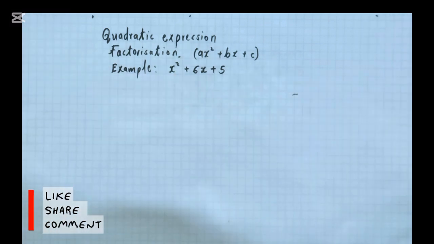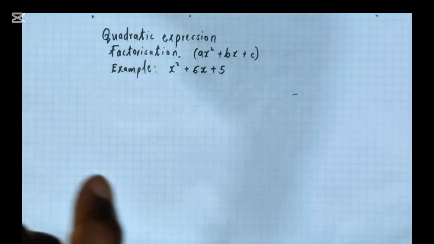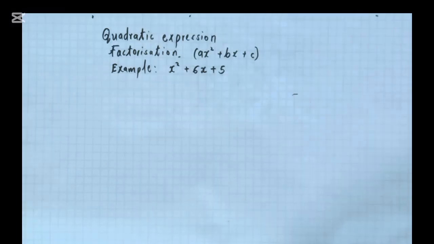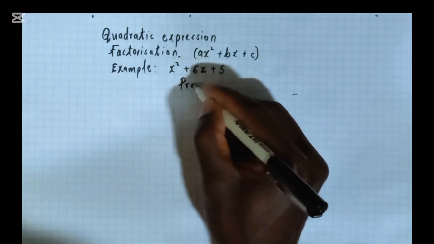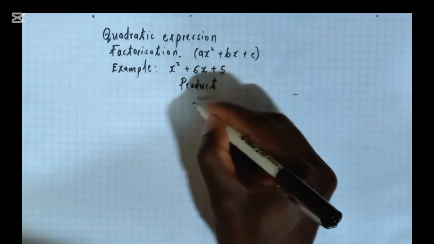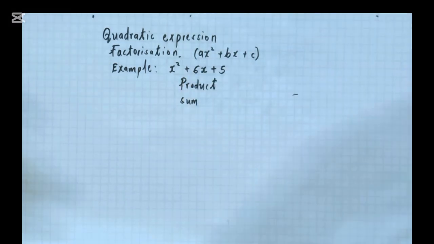We have an example here that is x squared plus 6x plus 5, and we are supposed to factorize this particular quadratic expression. Now, for you to factorize a quadratic expression, there are two terms you're supposed to keep in mind, and that is product and sum.